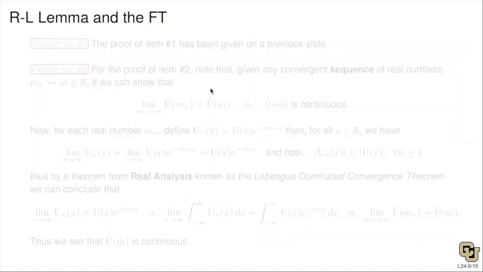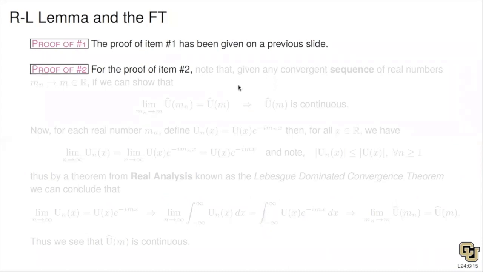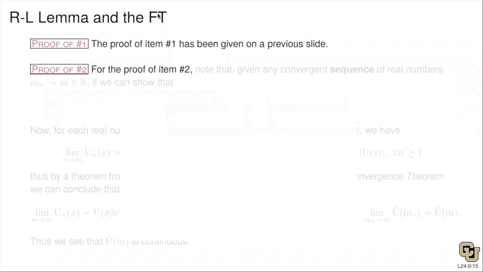So item number 1 was proved earlier. For the proof of item number 2, let me preface this. If I just dive into the proof, it's a little random. So just from an analysis point of view, a general question that we ask in analysis is, if I have a sequence of functions f_n of x, and this converges to some function f of x as n goes to infinity.